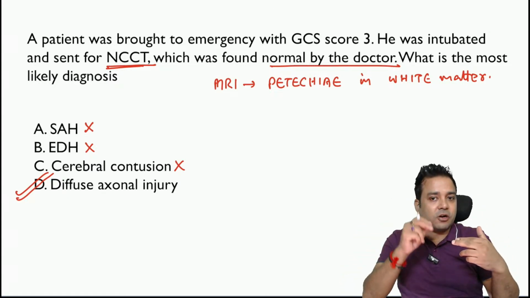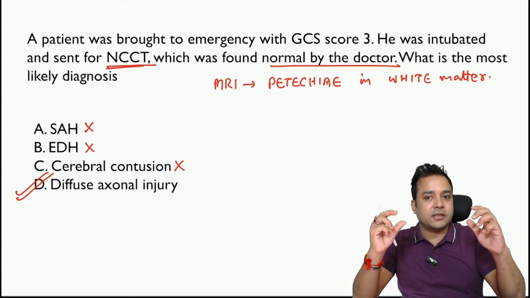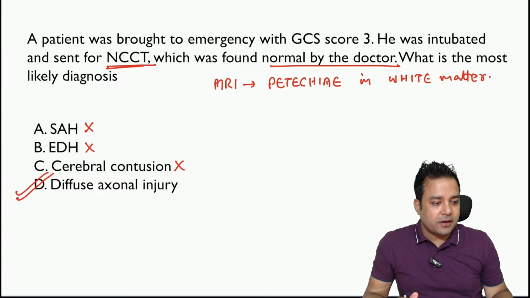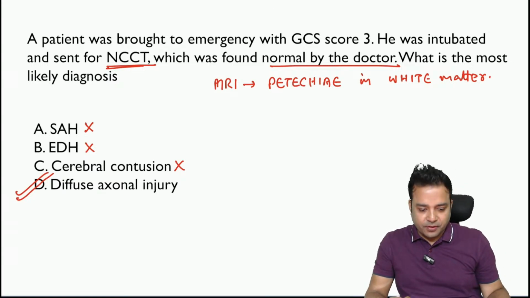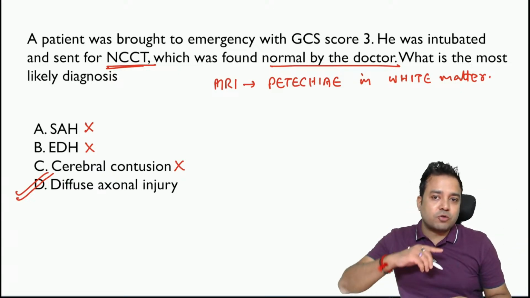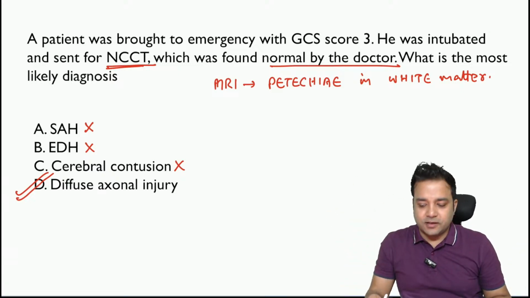Now, what is that appearance called? Retraction ball appearance. That is seen by a pathologist on histopath. Very good. So, DAI is a diagnosis of exclusion. When you exclude everything, then you write DAI, in relation to head trauma.